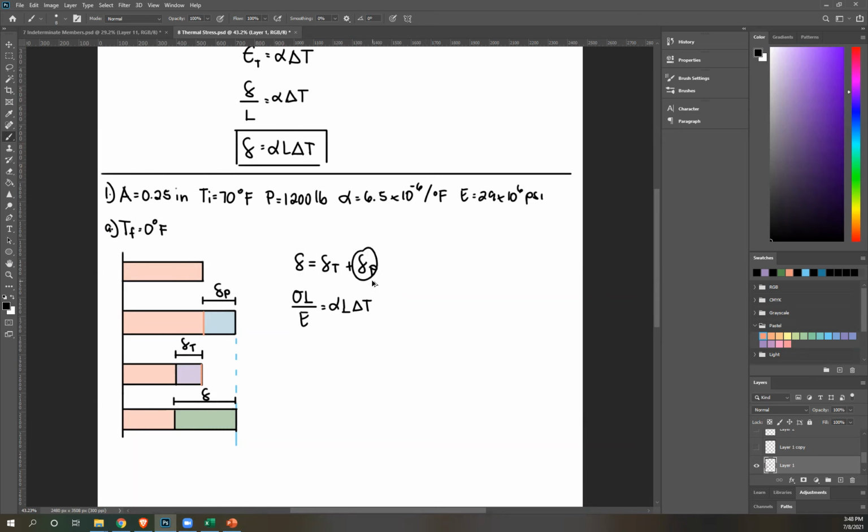Deformation due to temperature is alpha L times change in T, right? And then deformation due to an existing load is this. And look at what's given. We're given the applied load. So instead of using sigma L over E, we're going to use PL over E. Okay, sub in our values. Sigma, again, this is what we're looking for. L is the original length of your member. Same thing here, L is also original length. Same thing here, L is also original length. So even though we didn't have a given original length, we didn't need it because, as you can see, everything cancels out.